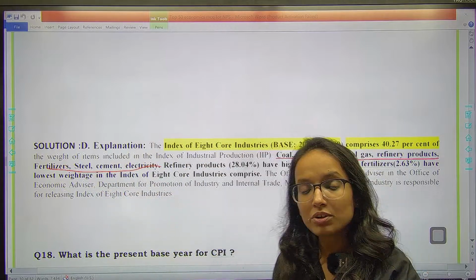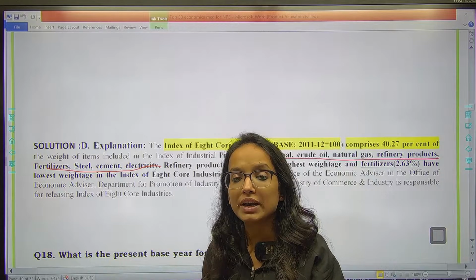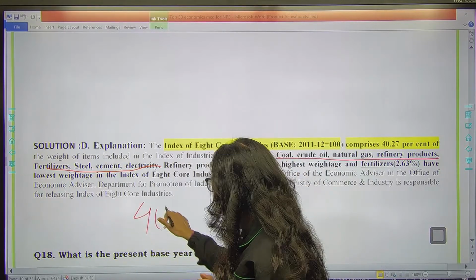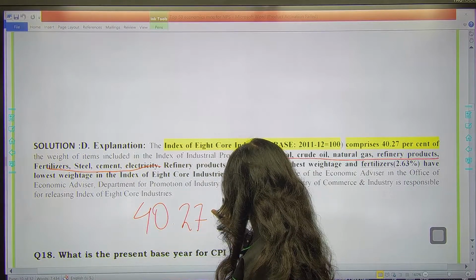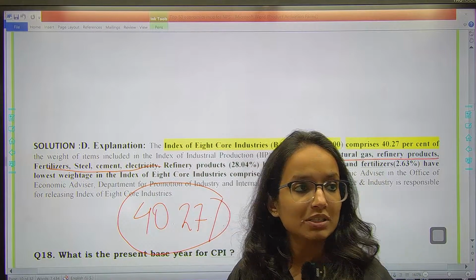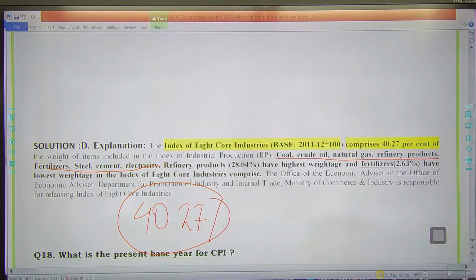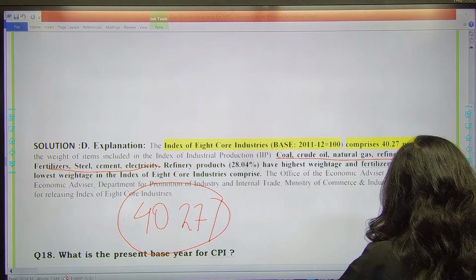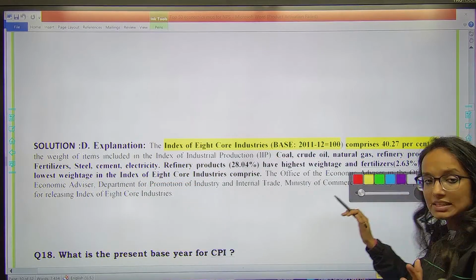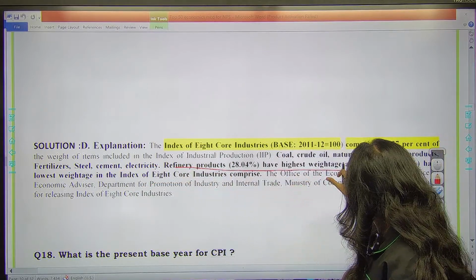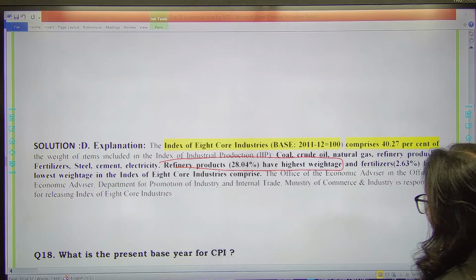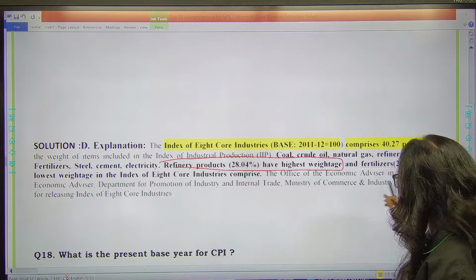And very, very important one, how much percentage of weightage do they have in index of industrial production? So remember, this is again a very probable question. 40.27% of weight 8 core industries have in IIP, index of industrial production. और इसमें मैक्सिमम वेट किसका है? रिफाइनरी प्रोडक्ट्स का हाईएस्ट वेटेज है 28.04%. रिमेंबर.